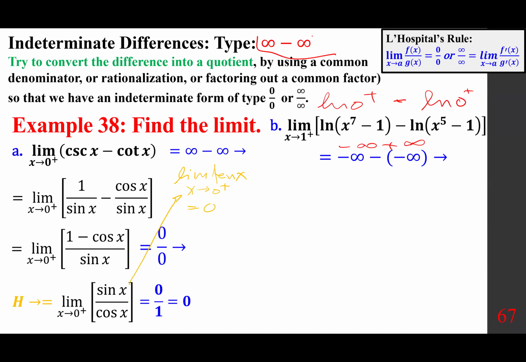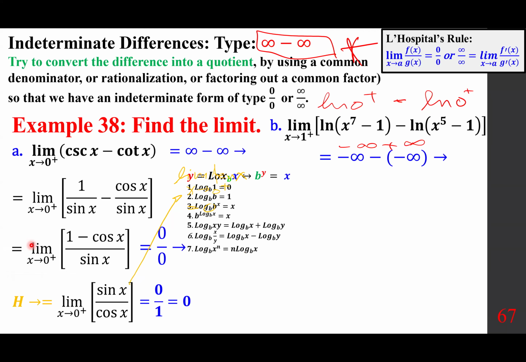And that is indeterminate. So how do you fix that problem? We are going to go with logarithmic properties. So let me erase my work.